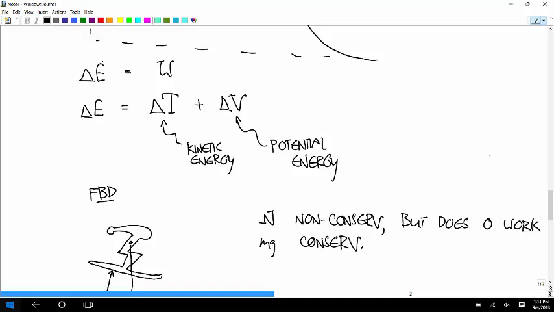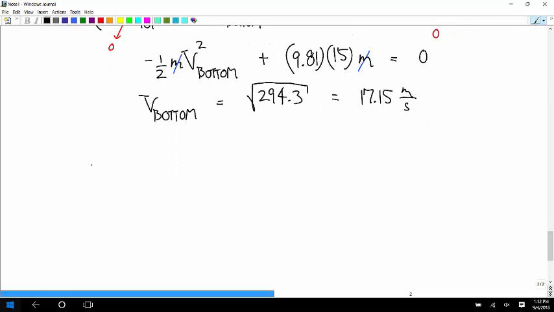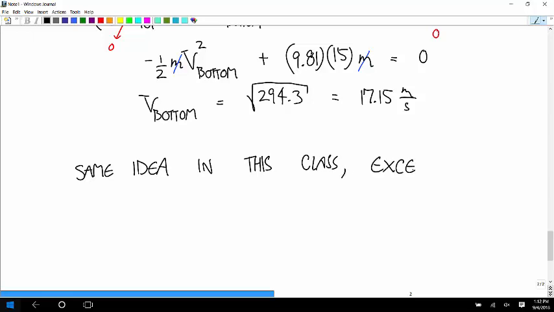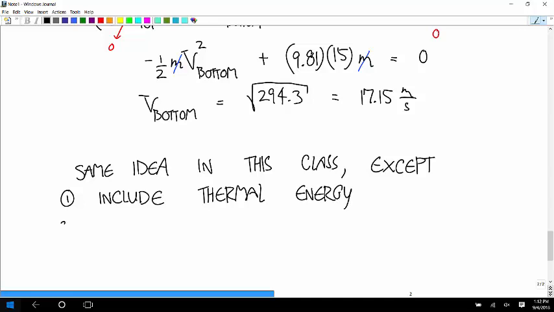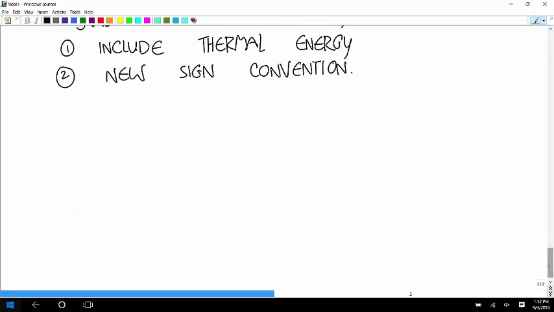Okay, in this class, so there's the same idea in this class, except we're going to include thermal energy. And there's going to be a new sign convention. And the new sign convention you can think of as being based on a heat engine.